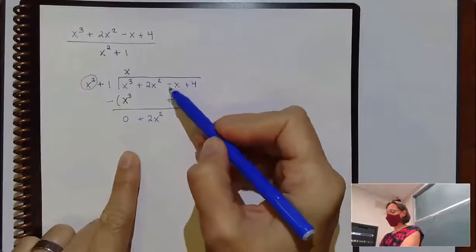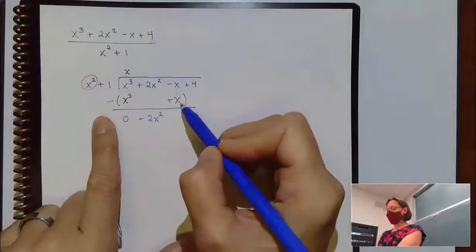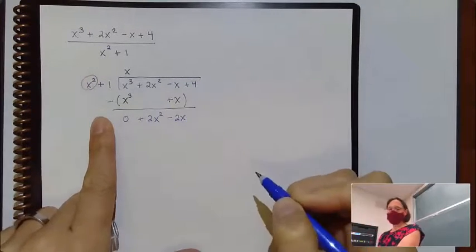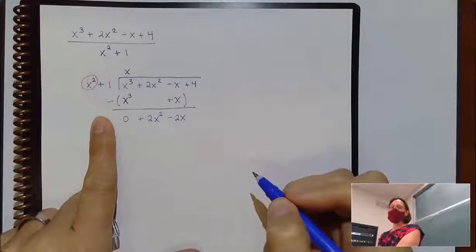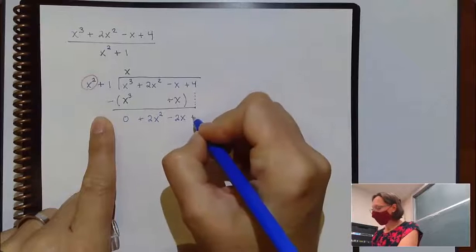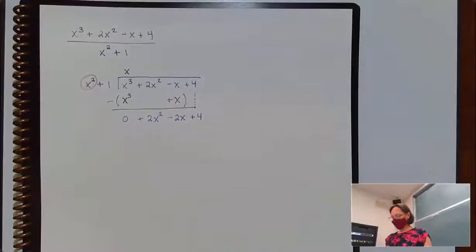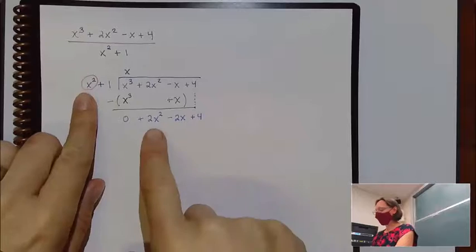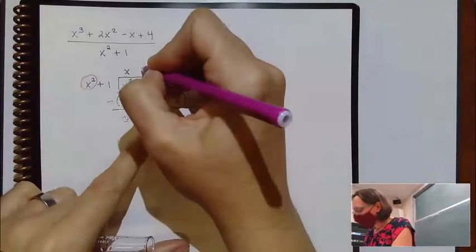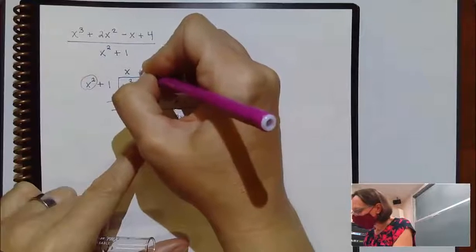And now I've got negative x minus an x. So I've got negative 2x. And then I can bring down my plus 4. On my next step, I'm thinking about x squared times what will give me 2x squared? And our answer is a positive 2.